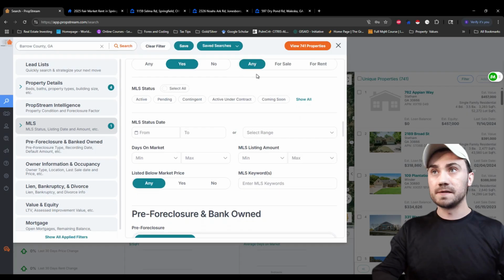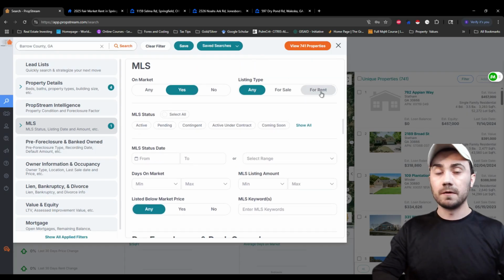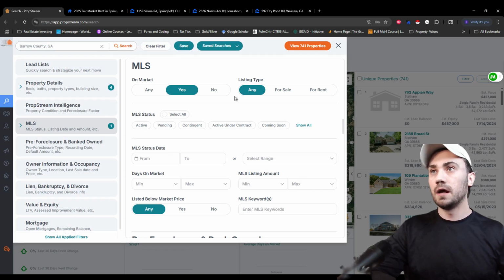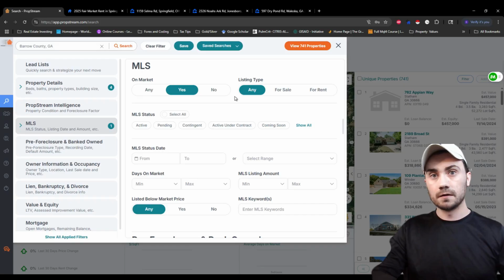I'm going to keep the listing type as any. The reason is that even if the property is listed for rent, it's 100% okay, because you're going to see that when we're filtering our data in the leads import section of Jericho, the properties that are for rent, I'm going to save these for last, and I'm going to do a follow-up email campaign with that listing agent. And the reason is that even though the property is listed for rent, there is a high probability that the homeowner of that property might not actually want to keep it anymore.